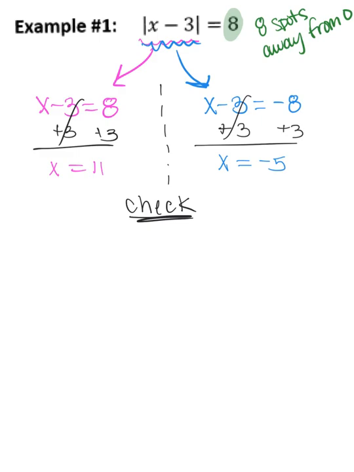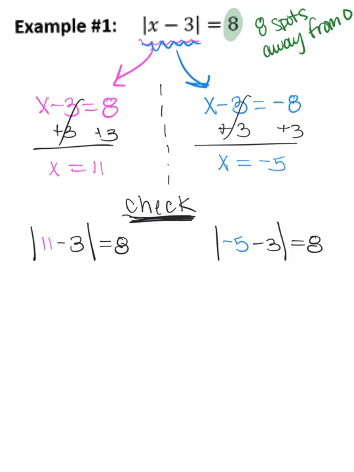Now with the check, you want to go back to the original equation. So I'm going to use that absolute value. I'm going to plug my x number in. It's the 11. And then minus 3 equals 8. So I'm checking with the original equation here, just plugging in my new value. And we're going to see, hopefully these both work out, but again, we won't know until we check.